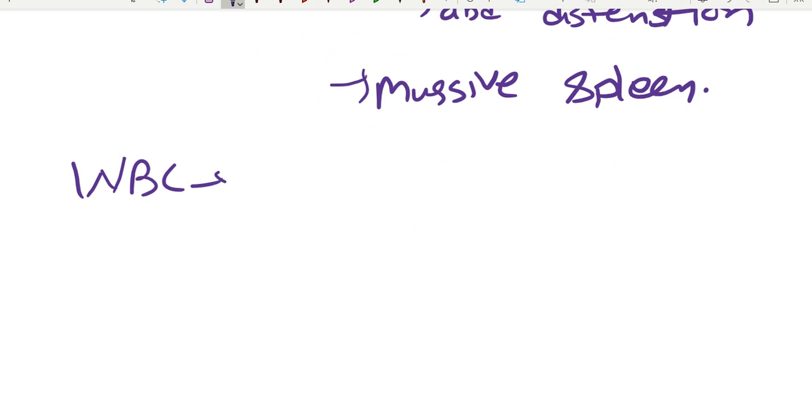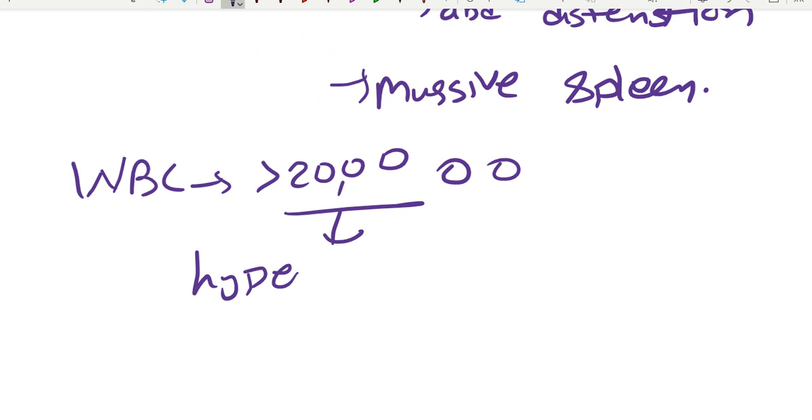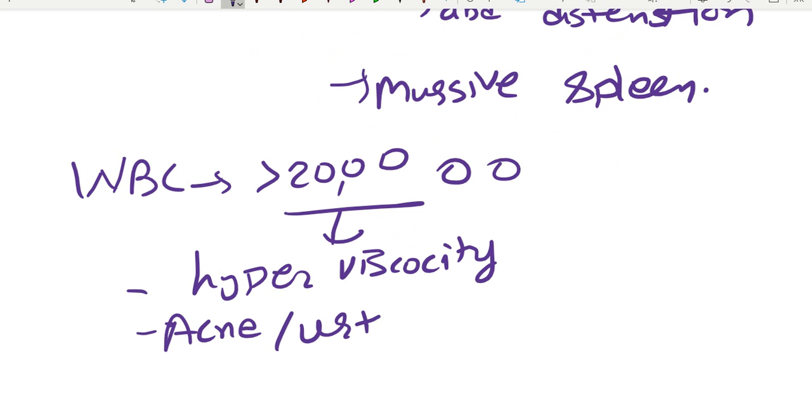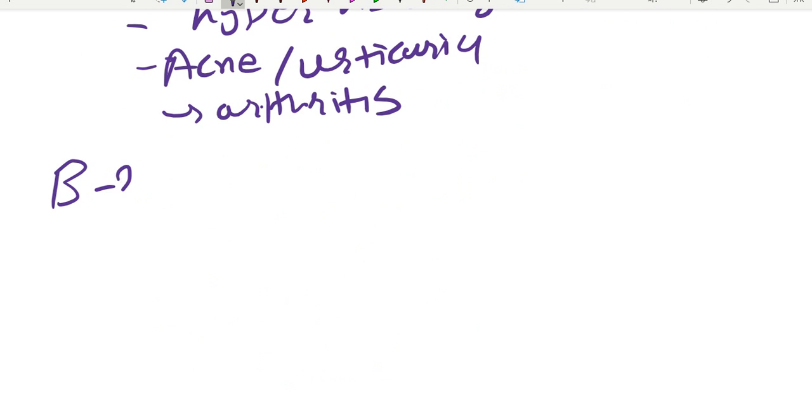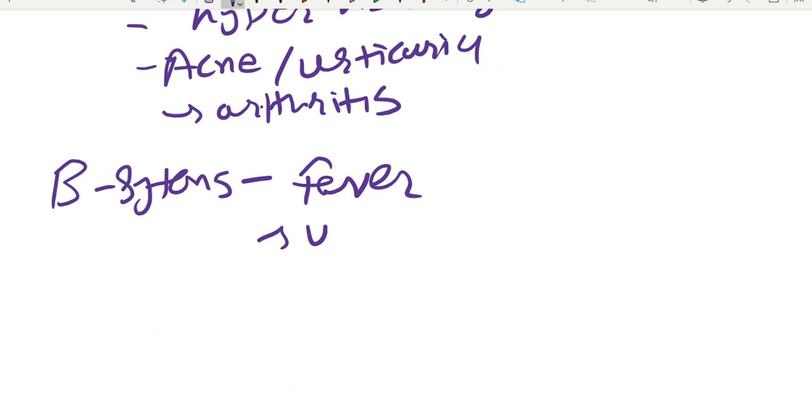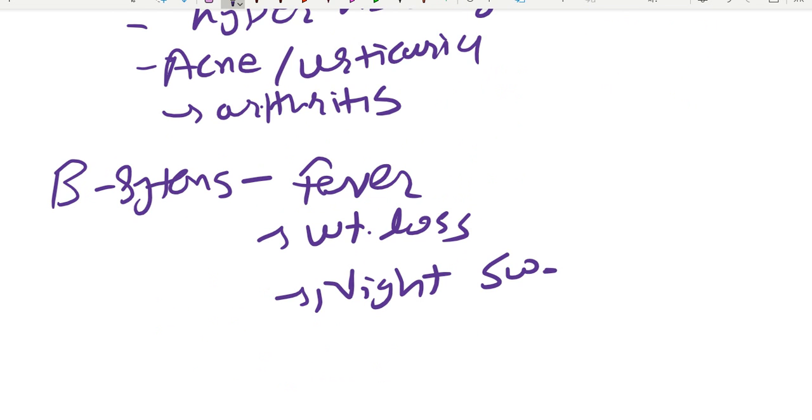WBC count is more than 2 lakh, so there is hyperviscosity, and acne, urticaria, arthritis can also occur. There are some B symptoms: fever, weight loss, and night sweats.